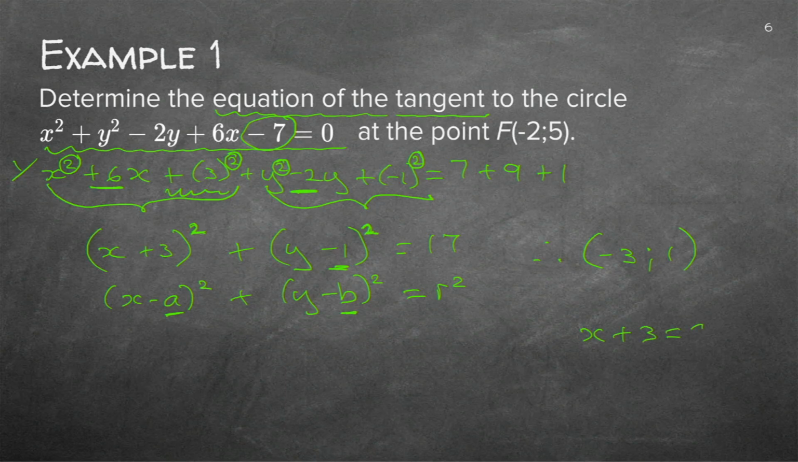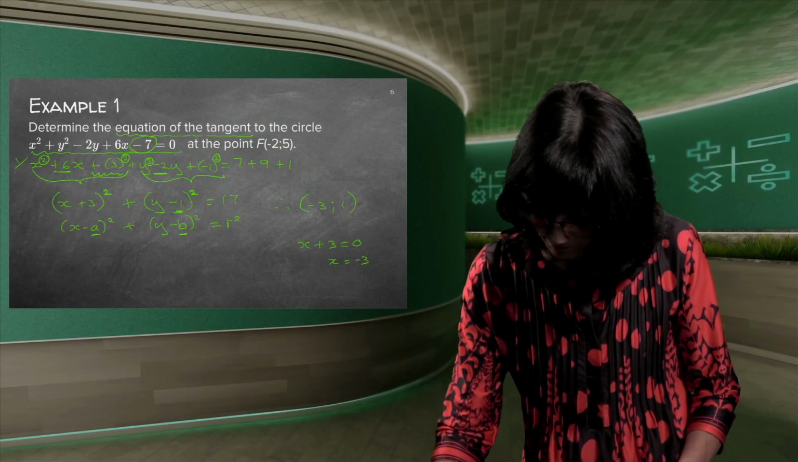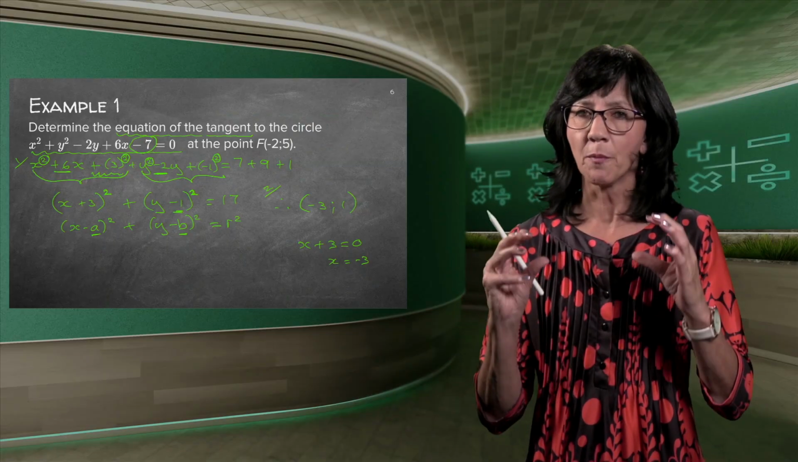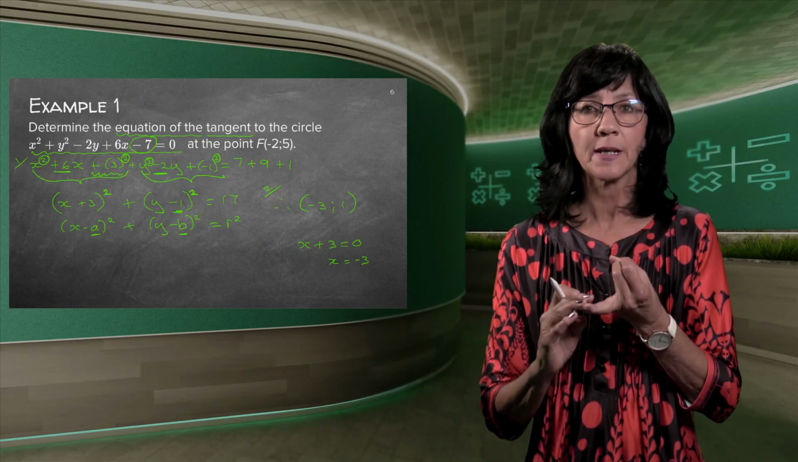And if you do not know where I got the minus 3 from, remember what I always say. If something is in a bracket and you're not sure, you put it equal to 0 and you get the answer minus 3. And you do the same with y minus 1. So there's my second step. I found the equation of the circle in the proper format. Then I found my center.